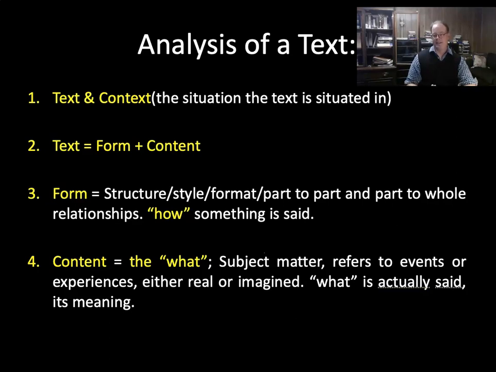The form of a text is simply the structure, the style, the format. It deals with how it's written, or you could say how something is said, right? And what you come to realize is that I can say the same thing in a variety of different ways, right? And then the question becomes, why did the author choose to present this message in this form, with this sentence first and this word first, rather than that word?